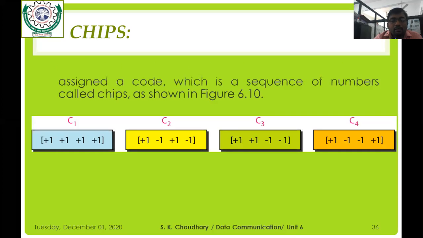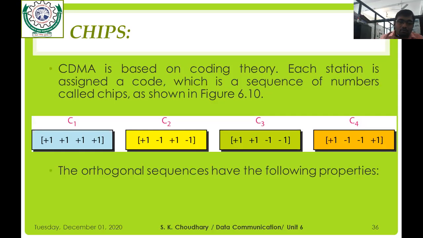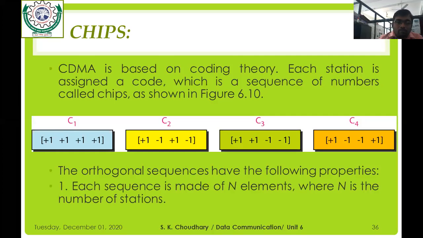One more thing in CDMA is the concept of chips. CDMA is based on coding theory, and each station is assigned a code, which is nothing but a sequence of numbers called chips.